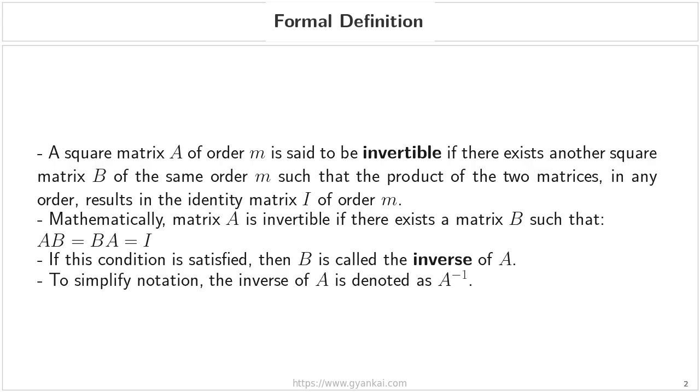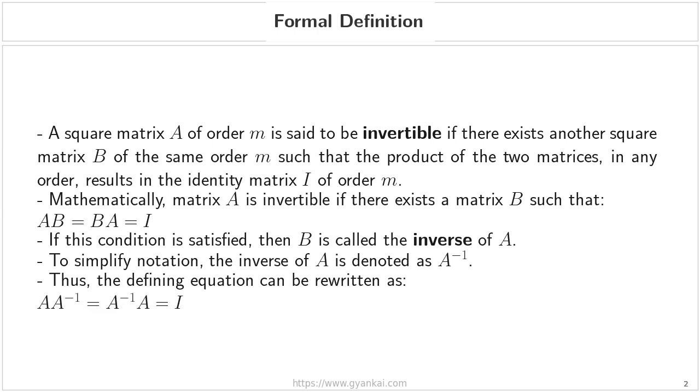To make our mathematical writing more efficient, we use a shorthand notation. Instead of calling it matrix B, the inverse of A is denoted as A inverse. Consequently, we can rewrite our defining equation using this notation. A times A inverse equals A inverse times A, which equals the identity matrix I. In the next slide, we will break this definition down into 3 essential components to ensure you understand exactly why these requirements are necessary.